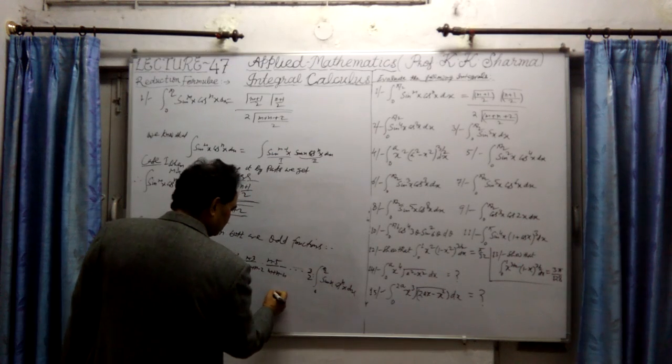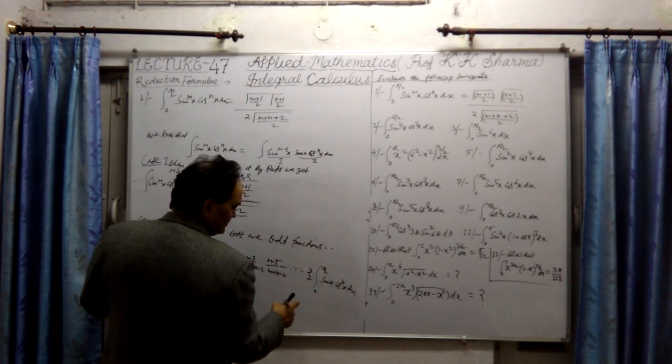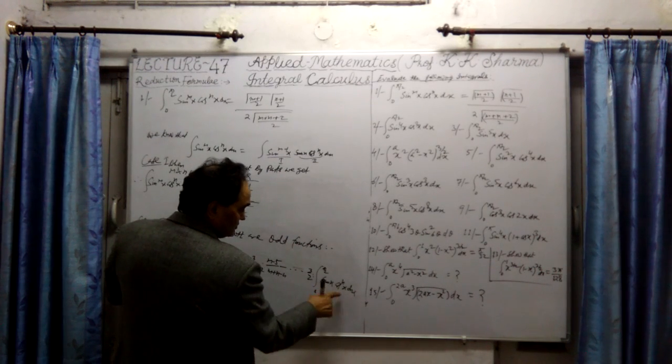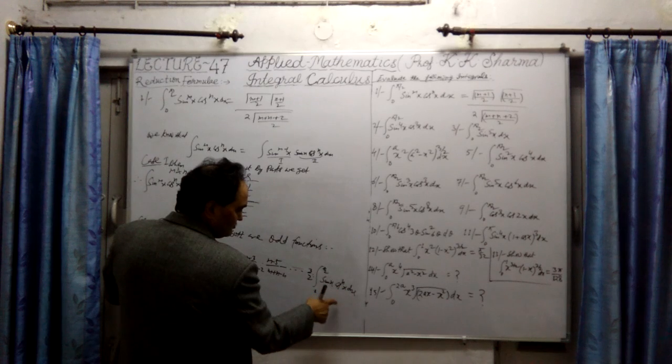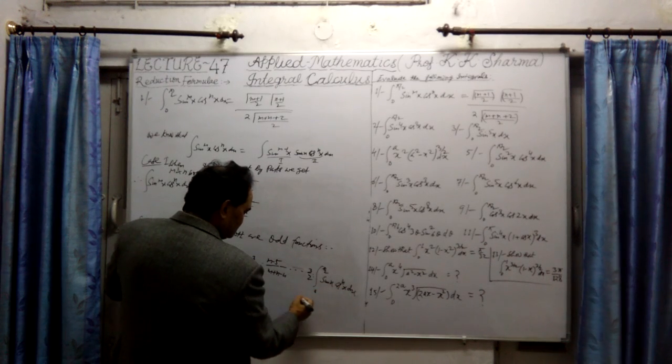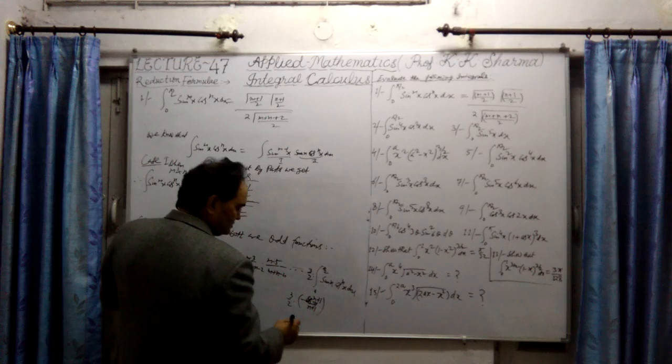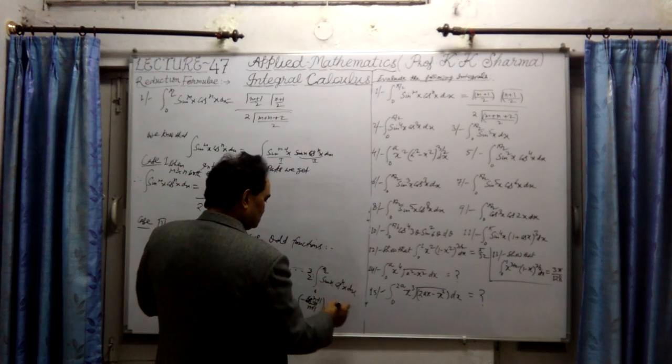This can be expressed as cos nx. If I write here sin x, it can be taken as cos of n plus 1 x upon n plus 1. This will be the first step. If I write the limits in 3 by 2 into, first will be minus sign here, cos to the power n plus 1 x upon n plus 1. Okay, and then the other steps will be there.